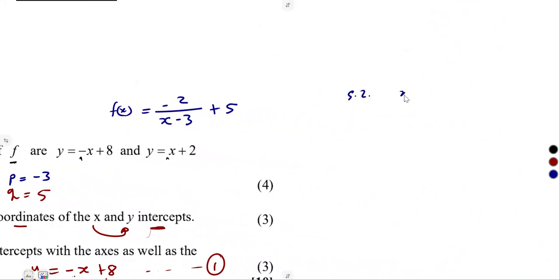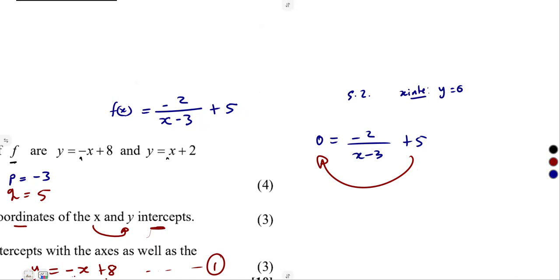5.2. Let's start with the x-intercept. y is equal to 0, remember? So when y is equal to 0, you're going to have 0 = -2 over (x - 3) + 5. We solve for x. The 5 to the other side is going to be a negative. So -5 is equal to -2 over (x - 3).